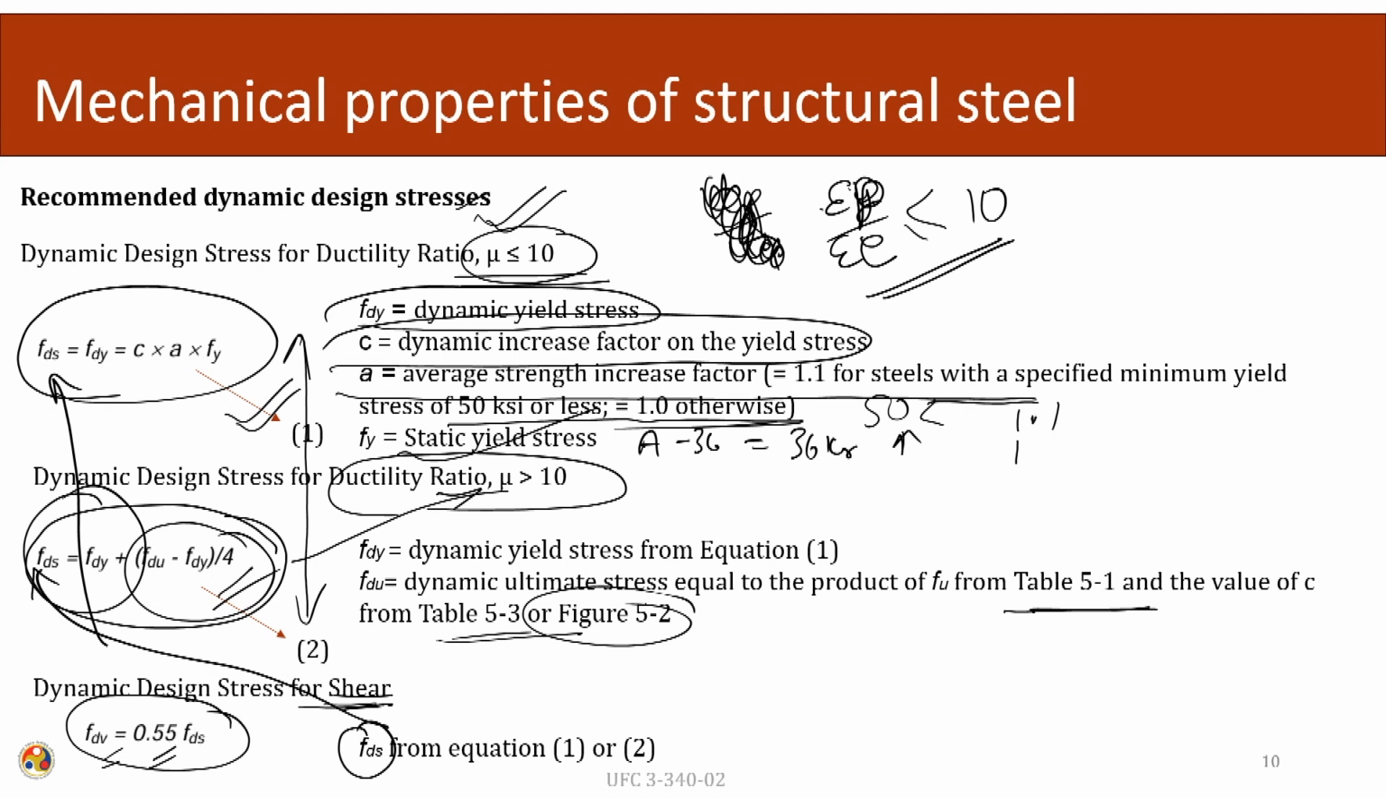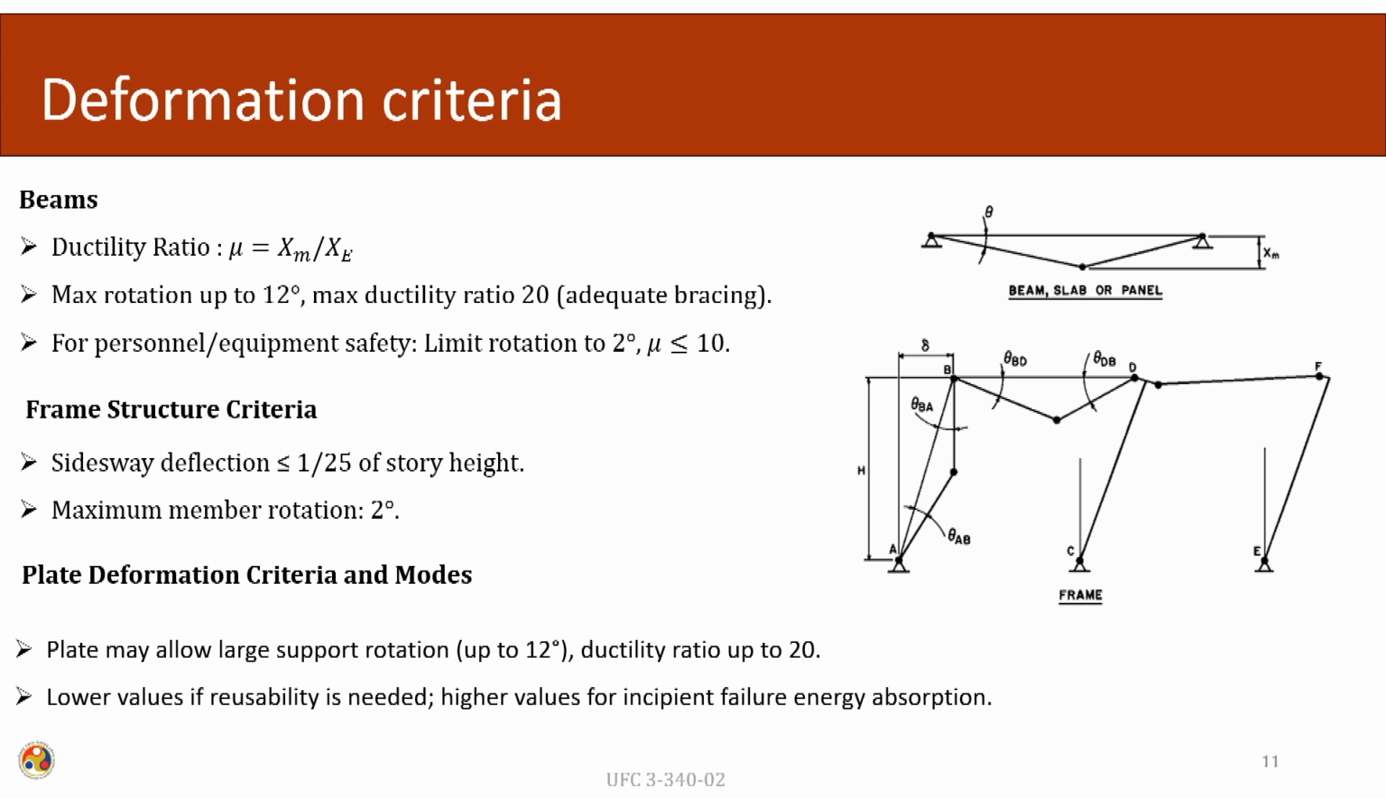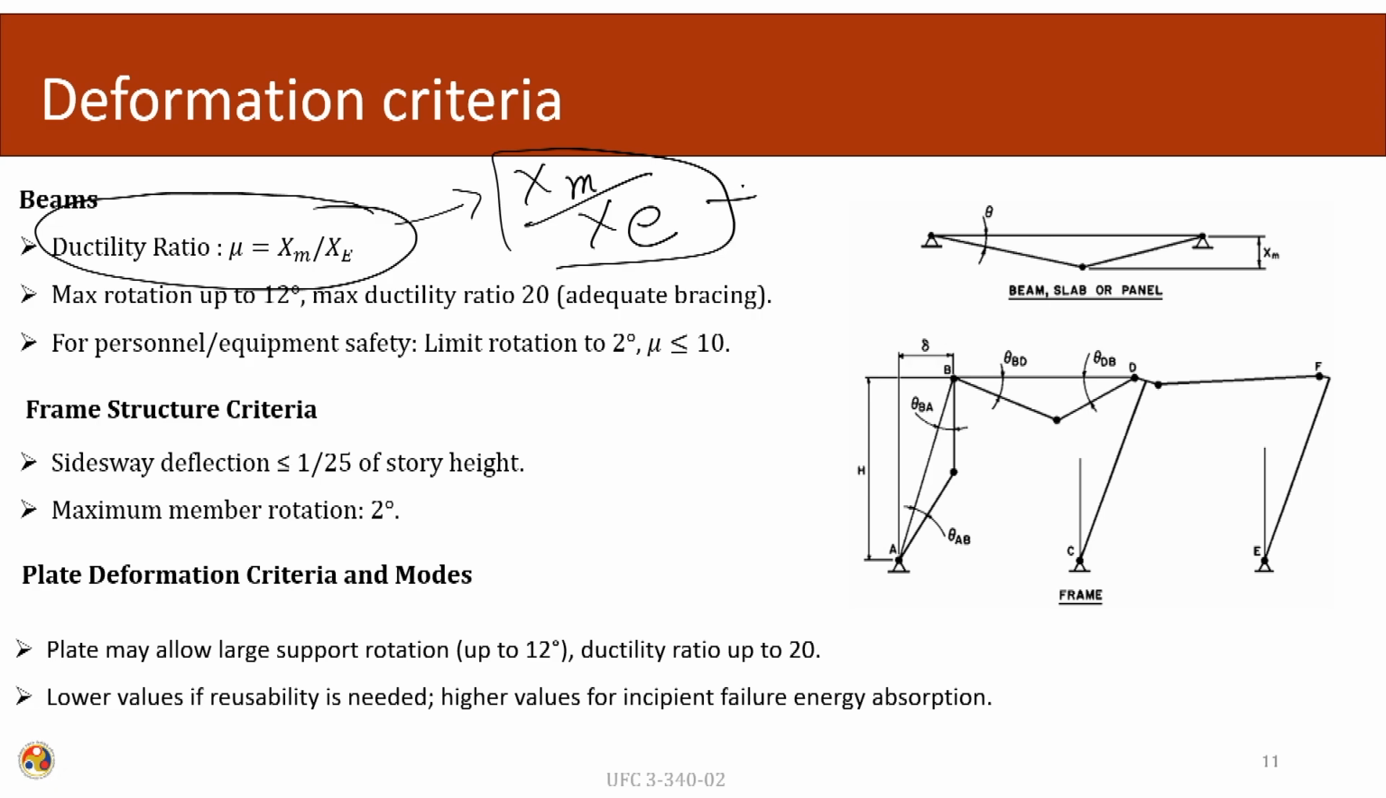So, deformation criteria, we are looking into the different deformation criteria. Ductility ratio, if we are considering the ductility ratio in terms of the maximum deflection divided by the elastic deflection, if this formulation is being used for determining the ductility ratio. For a beam, maximum rotation up to 12 degrees or maximum ductility ratio of 20 is being allowed. It means that 20 times the maximum elastic deflection is allowed when we are designing the beams to sustain a blast loading.